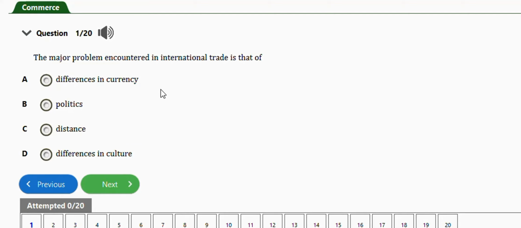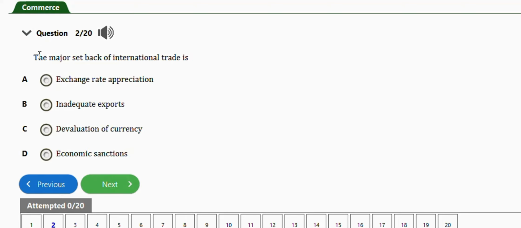have differences in currency, politics, distance, differences in culture. The right answer is option A, which is differences in currency. Next question is this one. It says the major setback of international trade is we have exchange rate appreciation, inadequate export, devaluation of currency, economic sanctions. So the right answer is option D, which is economic sanctions. Next question is this one.